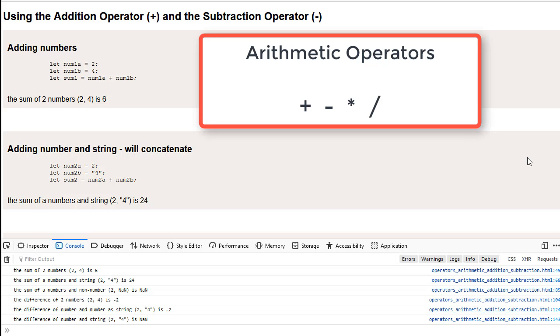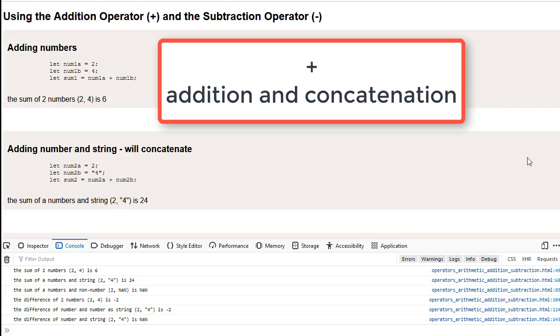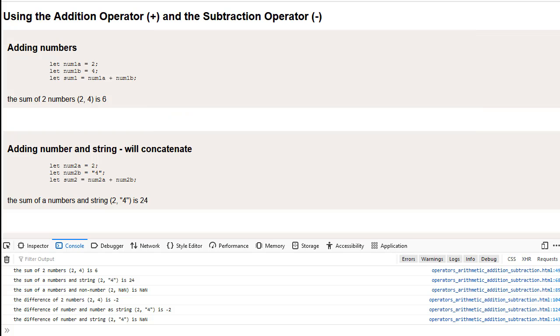So let's first look at arithmetic operators. These are the operators we use in traditional math: plus, minus, division, and multiplication. So in JavaScript, the plus sign indicates addition. However, we also know that that plus sign will concatenate if one of the operands, meaning the value on the right or the left of the operator, is a string.